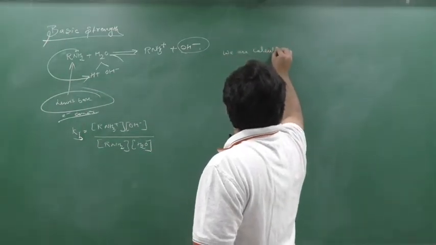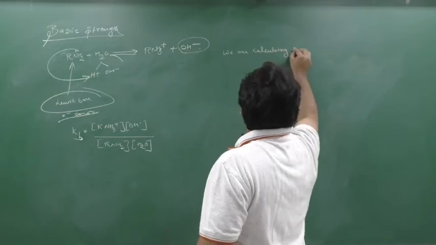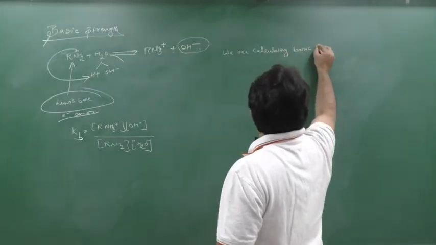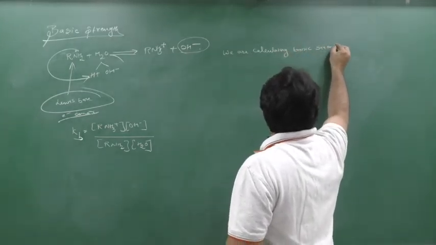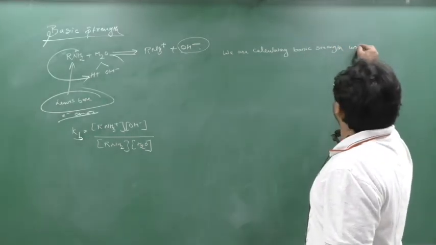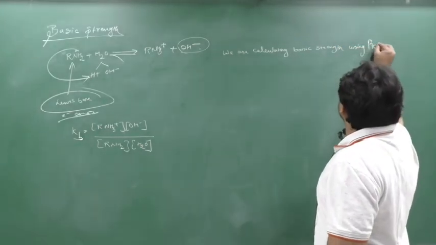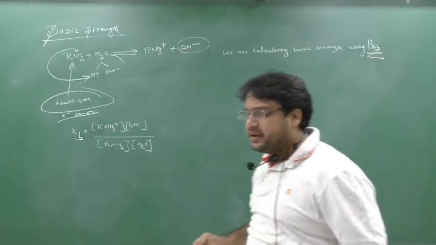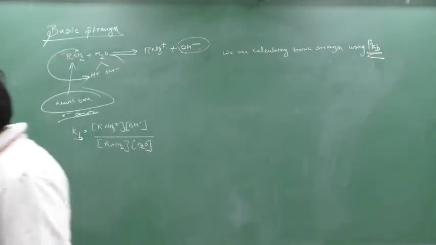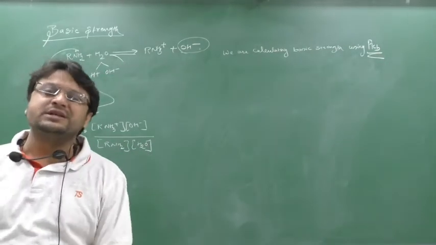But we are calculating basic strength using pKb. So why pKb? So sir would have told you, no, beta pKb value becomes more reasonable value.